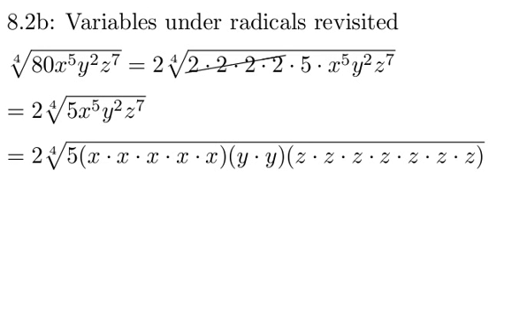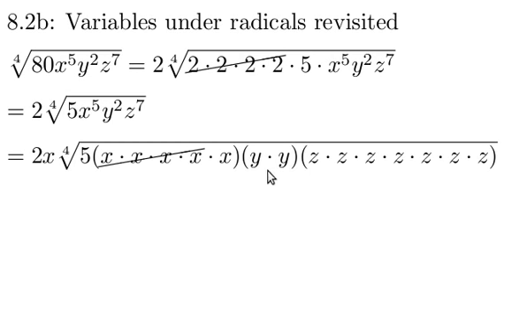Okay, so now I want to go ahead and do this the same way as I did up here. So I want to take away 4 x's from here, and put an x out front. And then how many y's can we take out? Well, we can't take out any because we only have 2. So we need at least 4 to pull them outside of the radical. So we can't do that.